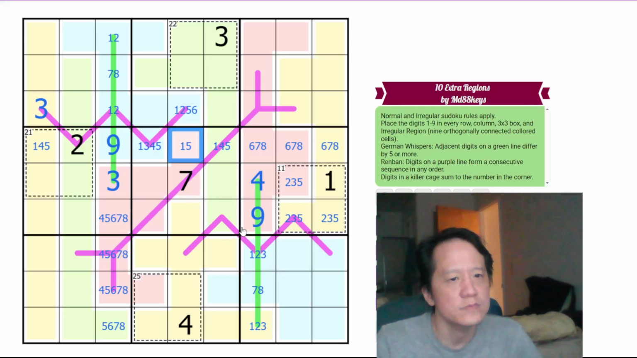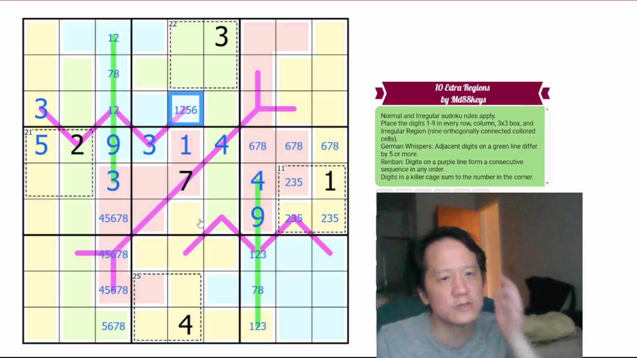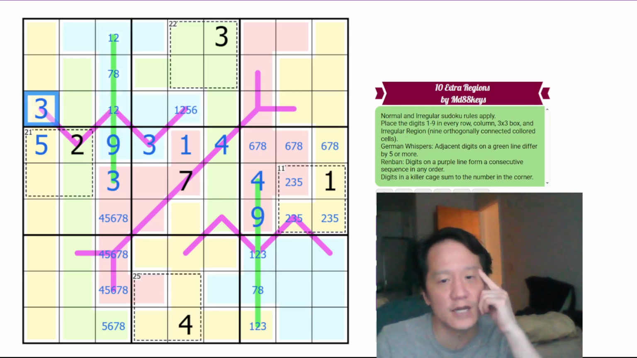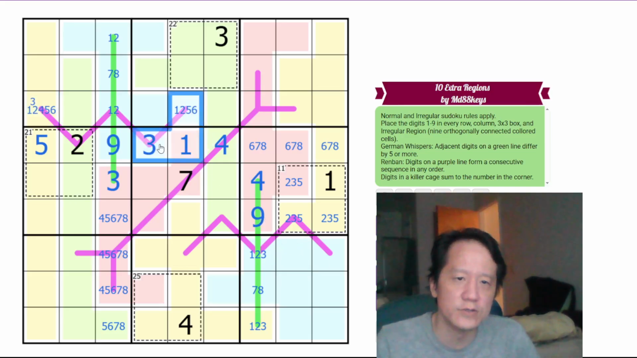This can't be 1 and 2. 4 has to be with 7 and 8, but that's not allowed. So this is 5, this is 1. That makes this 4, this 3. This 1, 2 pair eliminates 1 and 2 here. Oh, this doesn't have to be a 3. Okay, yeah, so this 1, 2 pair eliminates 1 and 2 here. So this must be 5 or 6.